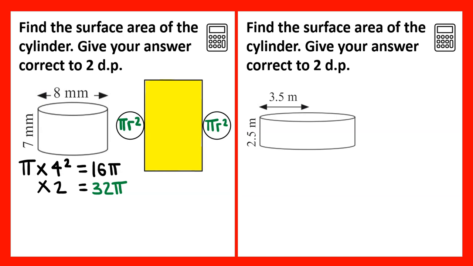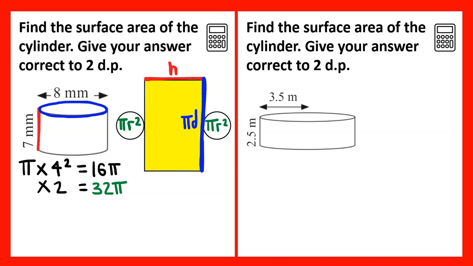The dimensions of the rectangle would be given by this length, which is the distance between the two circles, which in this case would be the height of the cylinder and would be 7 millimeters. And we'd need to multiply this by this length, which is the length that wraps around the circumference of the circle once formed into a cylinder. So the length in blue will be this bit here that wraps around the edge. Therefore, we would need to find the circumference of the circle.